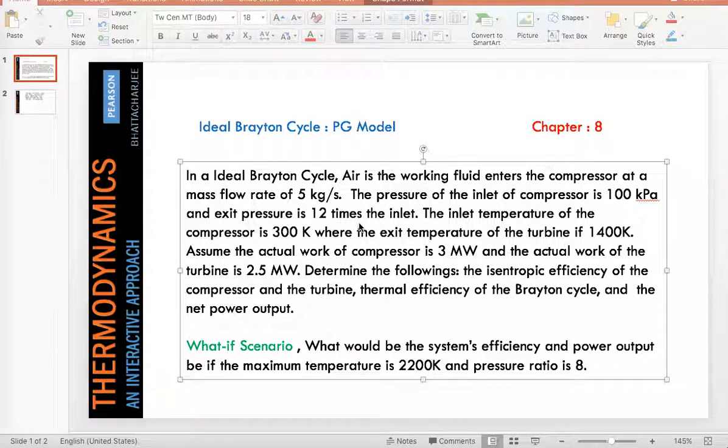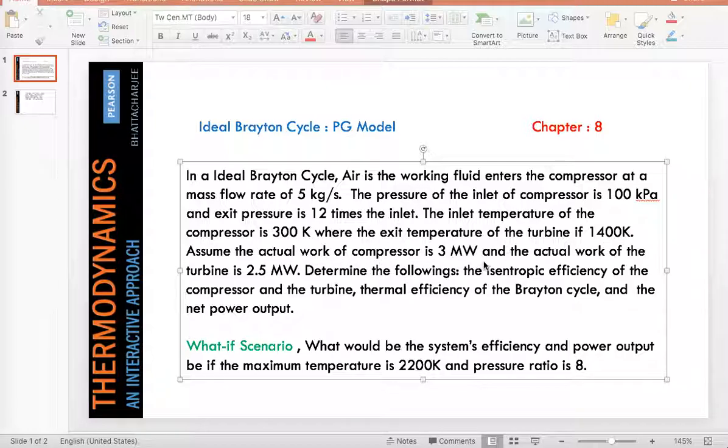Welcome to Thermodynamics. Today we'll be solving an ideal Brayton cycle problem. Given that air is the working fluid, it enters the compressor at a mass flow of 5 kg. The pressure at the compressor inlet is 100 kPa. Exit pressure is 12 times the inlet. The inlet temperature is 300 Kelvin as given here. Exit temperature of the turbine is 1400.